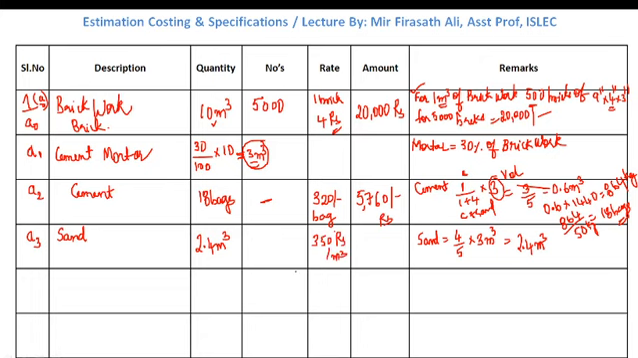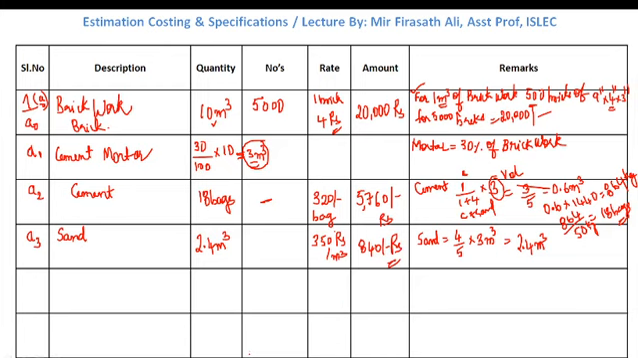Per meter cube, multiply 2.4 into 350. The value will be 840 rupees. Okay. Now next, in cement mortar, what else is remaining?